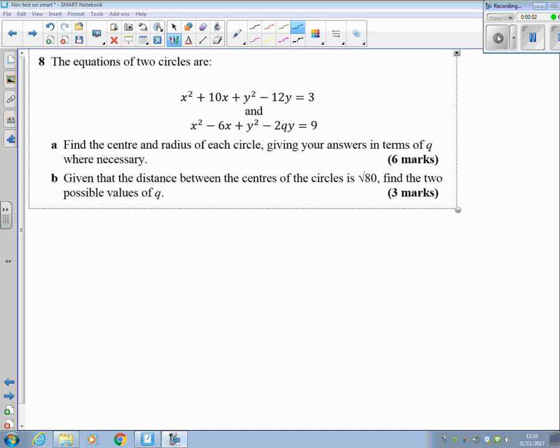Question 8 was your circles question, and to find the centre and the radius, you're looking at completing the square. We were given one nice one to do and one complicated one. So, completing the square of the first one then.